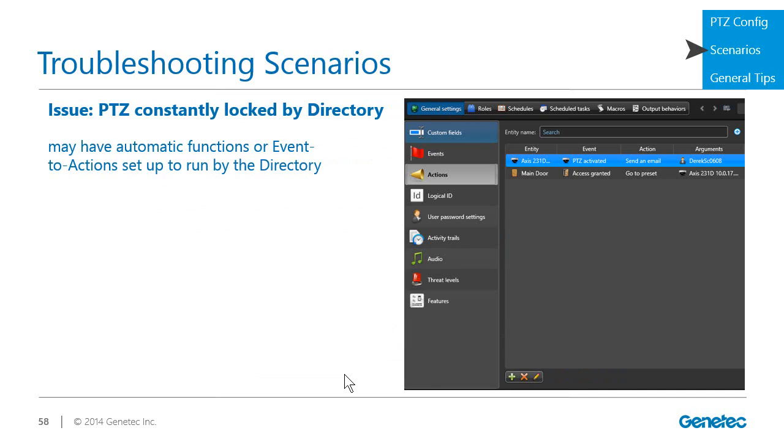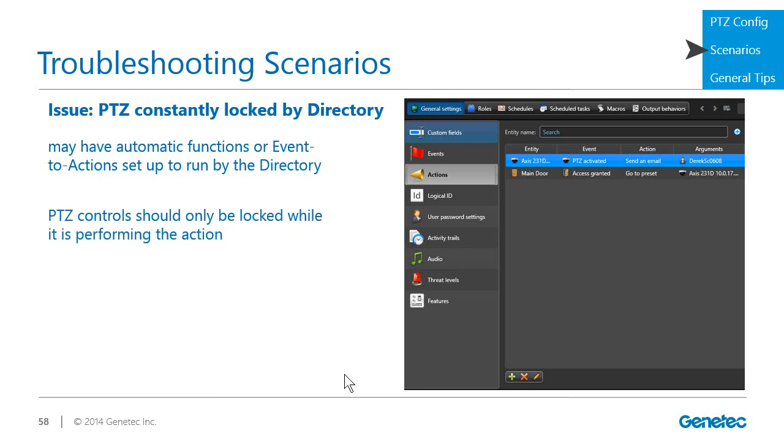Alright, we talked about locking and unlocking the PTZ for use by a user before, but what about when the system sends commands to the PTZ? In cases where we have an automatic function set up to run on the PTZ, such as a go to preset command, the PTZ gets locked by the directory when it's performing the action.